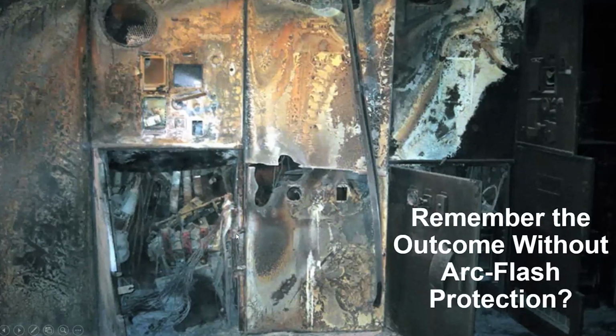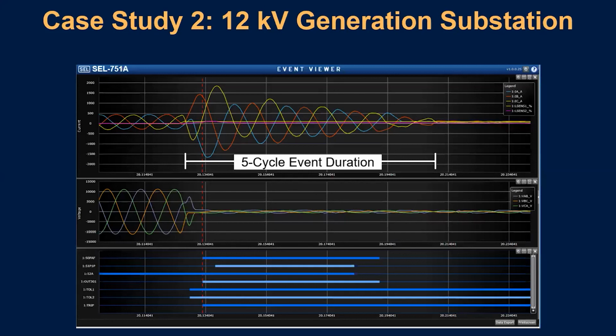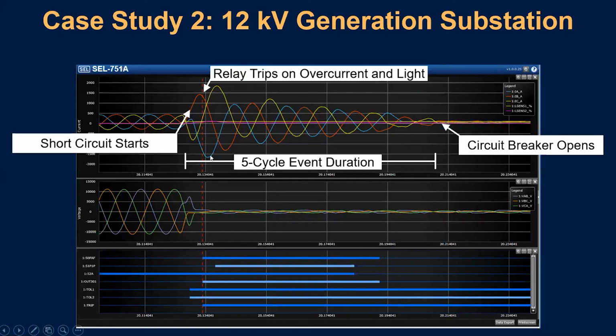Here's another example that we saw from a generation station. Again, you can see the duration is pretty much down to just the breaker operating time, just a slightly slower breaker there. Of course, we've got a lot of resources for this.